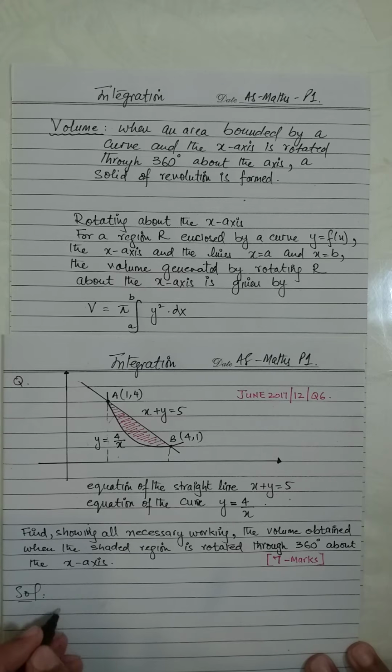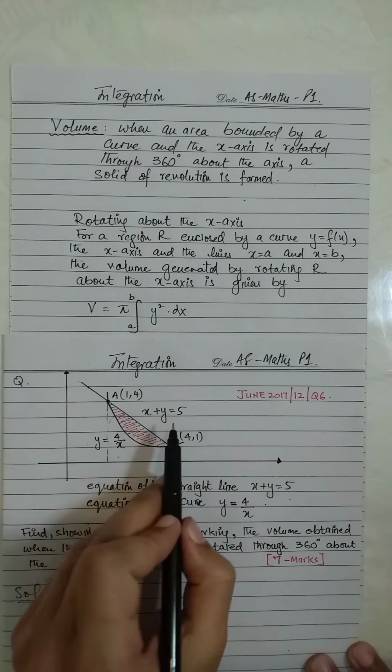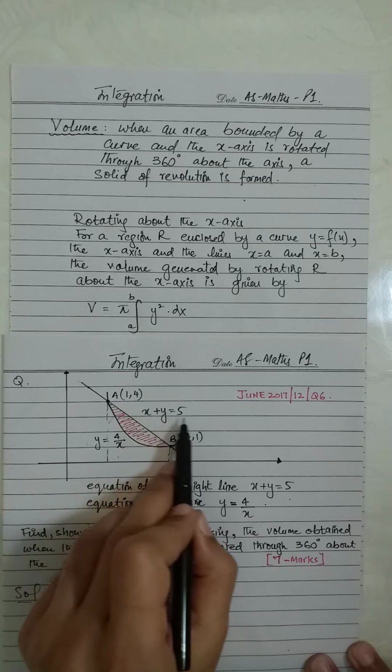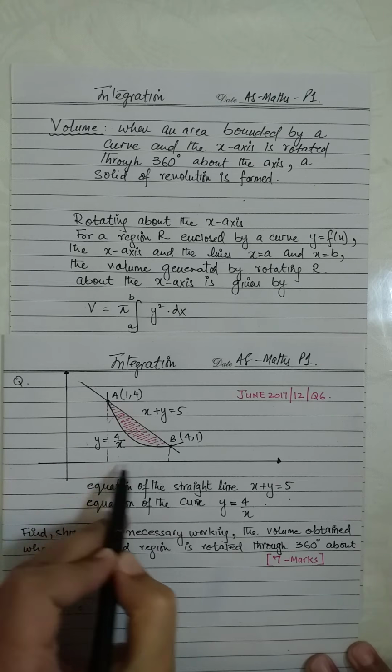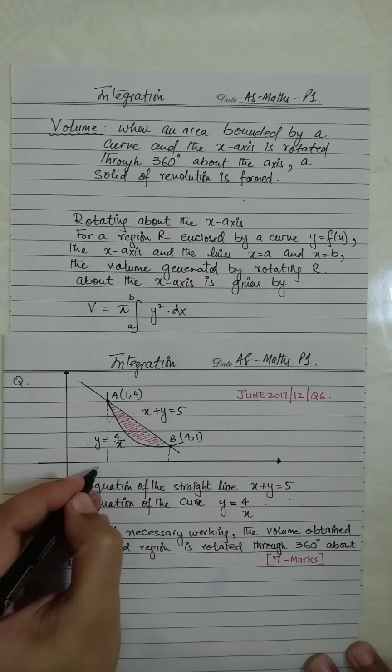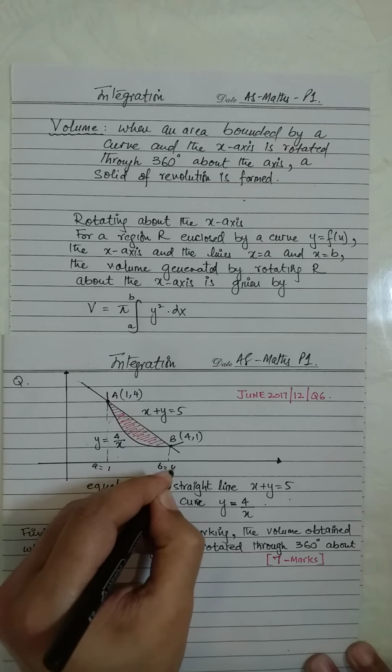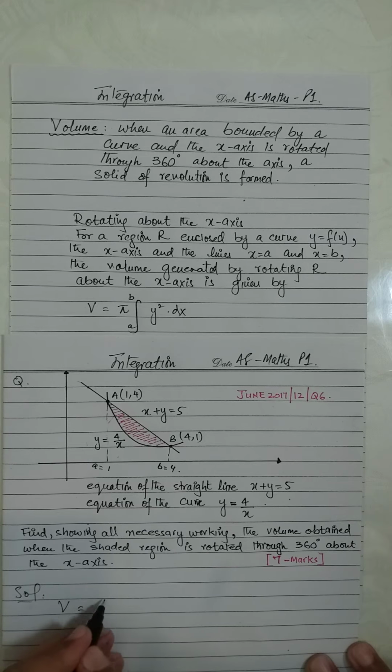So I have volume equals, my first equation has to be y equals 5 minus x, since I will be taking the limits of x. So a over here will be 1 and b over here will be 4. So I will be integrating with limits 4 and 1, pi multiplied.